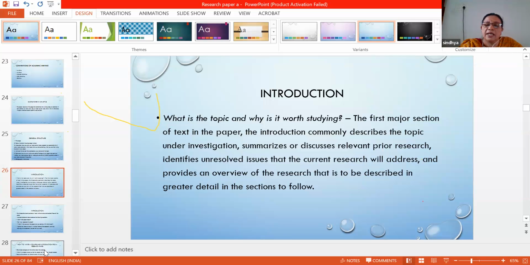So all these can be included as a summary in the introductory part, so that we can highlight the need for doing this topic for research. So that is what is the topic and why it is worth studying. That is a section we have to deal with, the introductory section of a research paper.